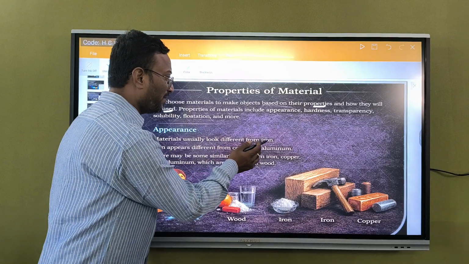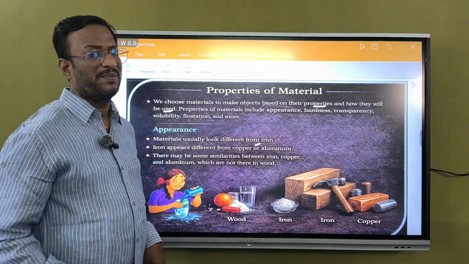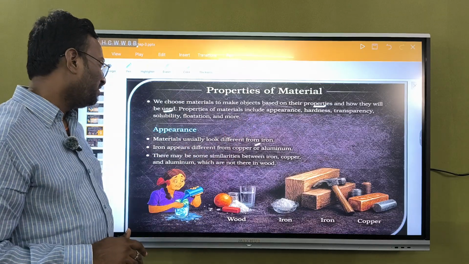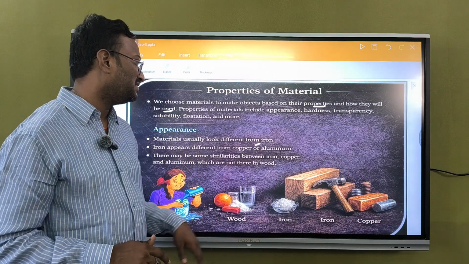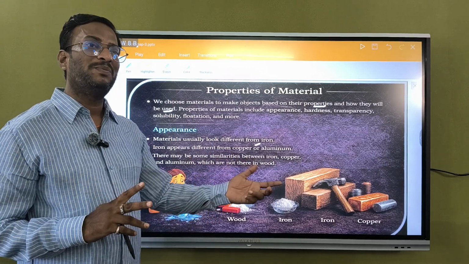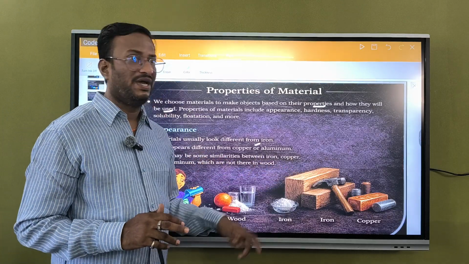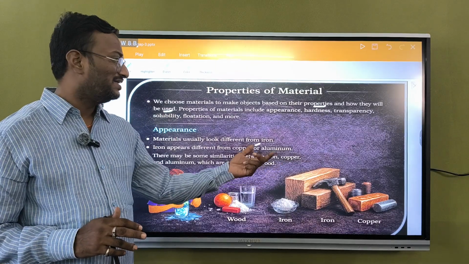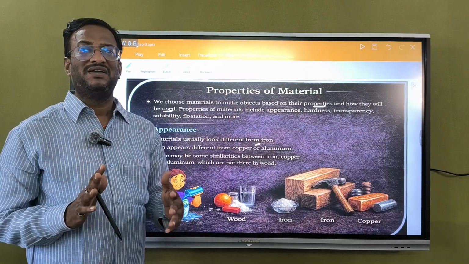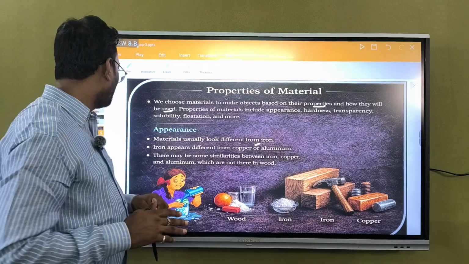Materials usually look different from each other. Iron appears different from copper and aluminum. Copper seems different, iron seems different, aluminum seems different and plastic seems different. Though they are different, there are a few similarities. Iron, copper and aluminum are not similar to wood. Wood is not a conductor of heat and electricity, and these three metals are conductors of heat and electricity. So though they seem different, they can be grouped together by another property.